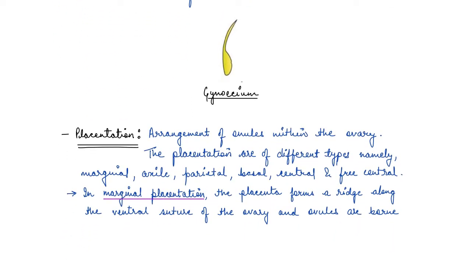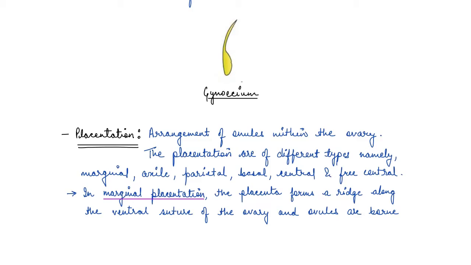So if you see here, this is the diagram of a gynoecium. Now here the tip is the stigma, then there's an elongated style, and the bulged part is nothing but the ovary which has the ovule, right? Now what happens after this?